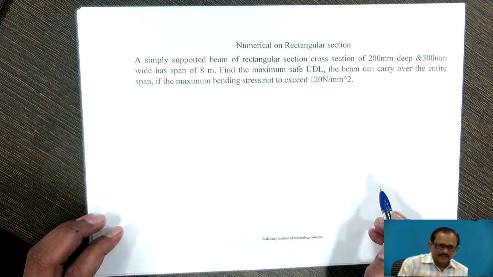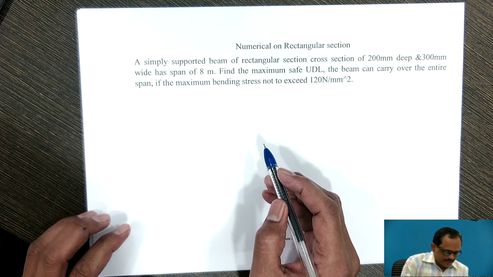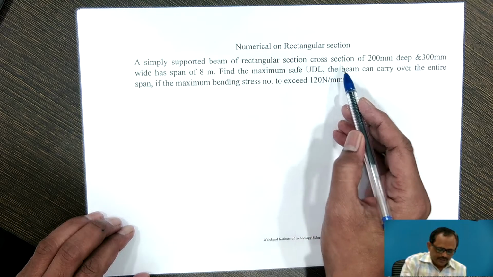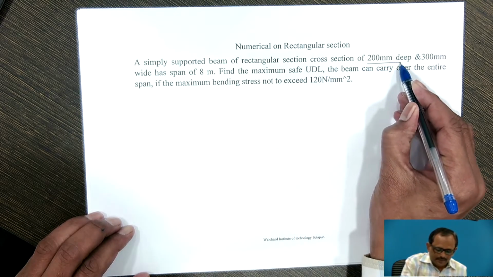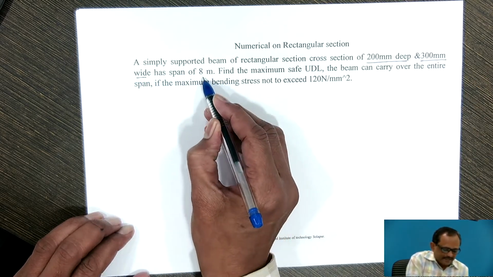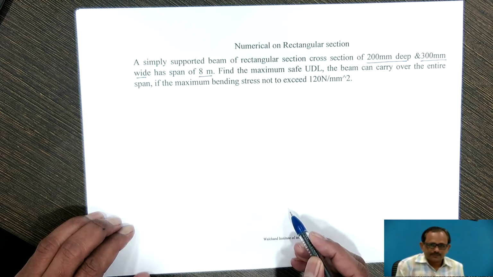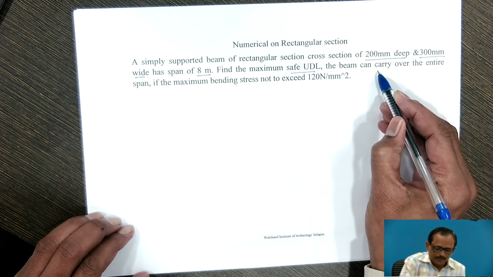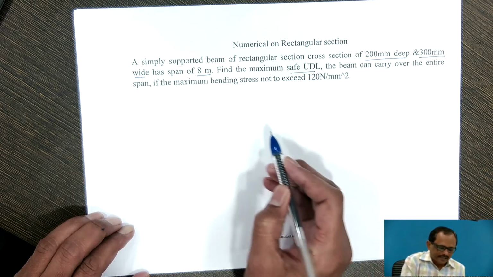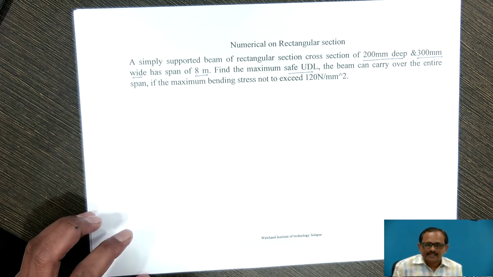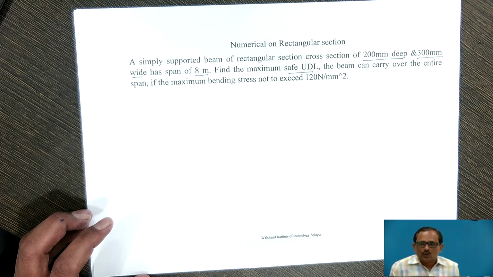So, let us discuss the problem statement. A simply supported beam of rectangular cross section, 200 mm deep and 300 mm wide, has a span of 8 meter. Find the maximum safe UDL the beam can carry over the entire span if the maximum bending stress is not to exceed 120 Newton per mm square.